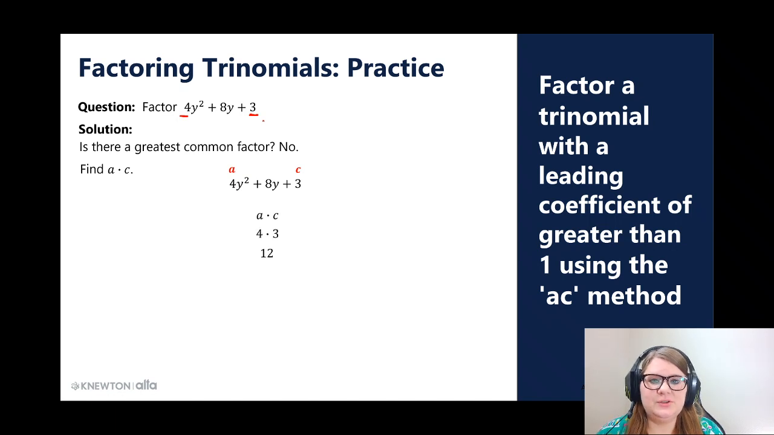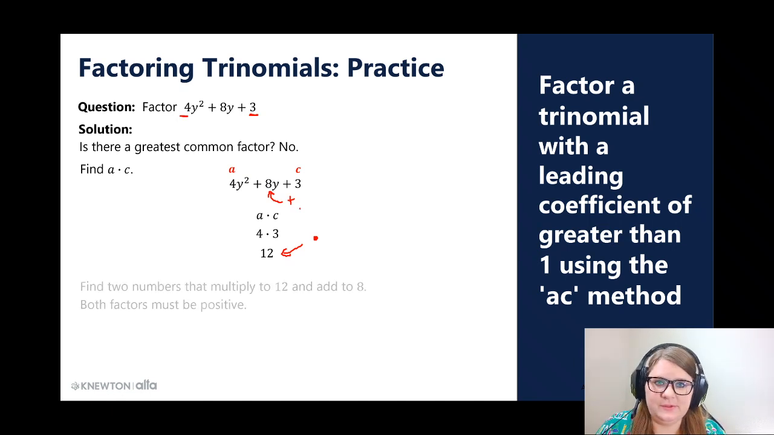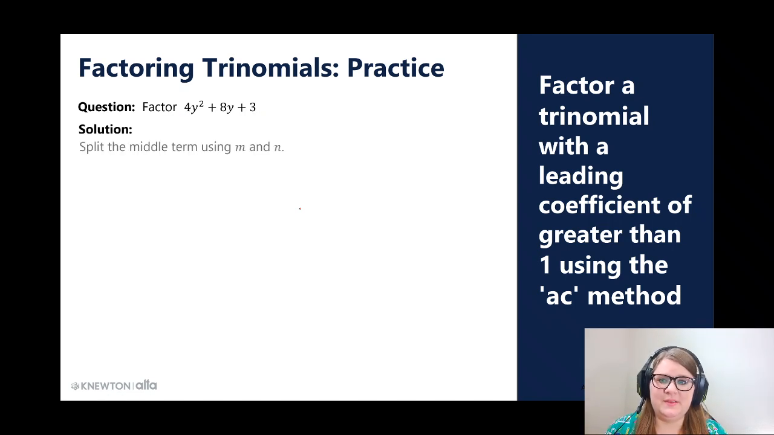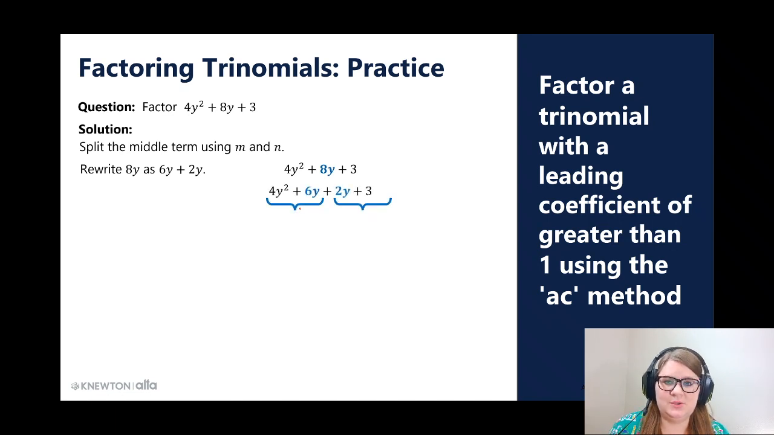Now, I want to find two numbers that multiply to 12 and add to 8. Okay, so again, multiply to my AC value and add to the middle term. Now, the two numbers that make that happen are 6 and 2. 6 times 2 is 12, and 6 plus 2 is 8. So what I'm going to do is split up my 8y into two terms using that 6 and that 2. So now 8y, I'm going to rewrite as 6y plus 2y.